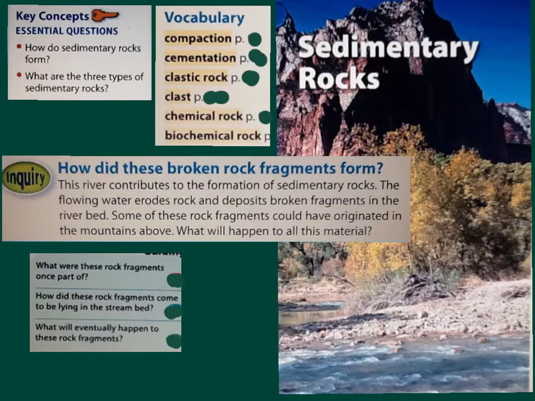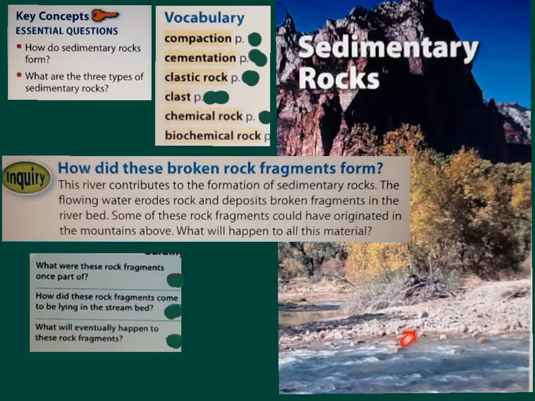The next rock we want to talk about is sedimentary rocks. We want to take a look at the photo that's right here, as well as the inquiry question. How did these broken rock fragments form? You'll notice the broken rock fragments they're talking about is right here in the picture.